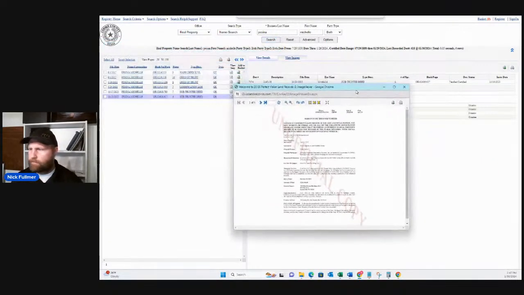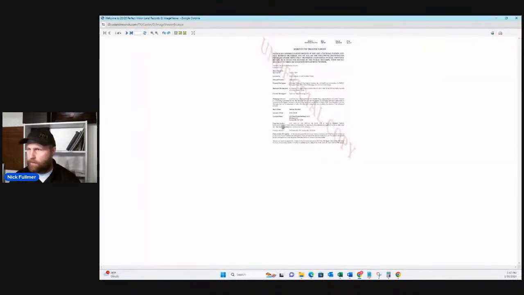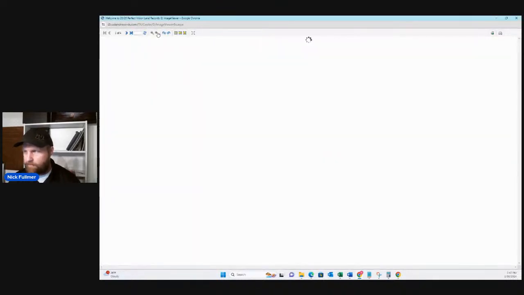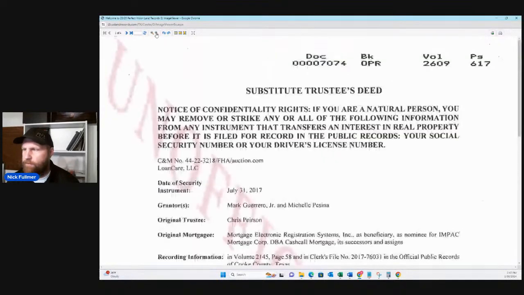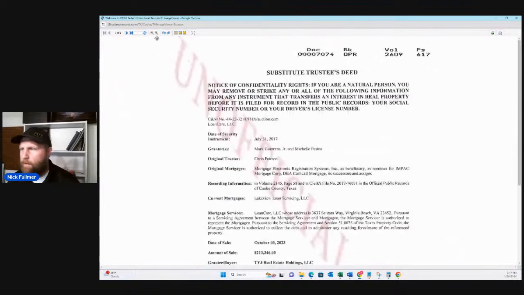Now, what you see here, you probably can't see it, it's probably very small. Let's see if I can zoom in here. That was too much. Okay, this is a substitute trustee's deed. This is the document that is recorded after a foreclosure. You can even see auction.com and so on. The grantors, this is the name of the people that took out the loan.